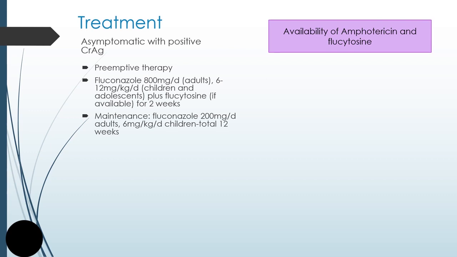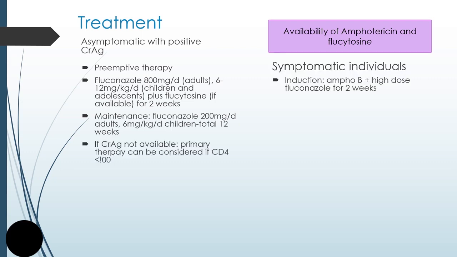Now, maintenance is continued with the fluconazole 200 mg per day in adults and 6 mg per kg per day in children for total 12 weeks. If cryptococcal antigen is not available, then primary therapy can be considered if CD4 count is less than 100, depending on the suspicion of treating physician. Treatment is usually based on availability of amphotericin and flucytosine.